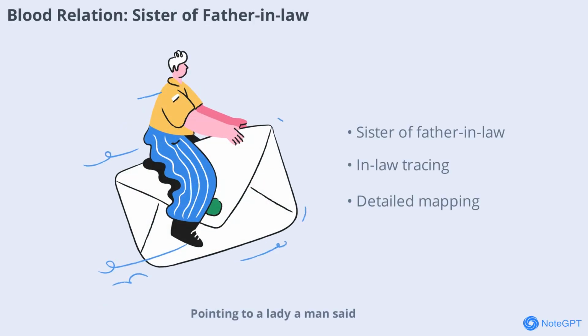Pointing to a lady, a man said, "The son of her only brother is the brother of my wife." The answer is sister of father-in-law. The lady is the sister of the man's father-in-law. Carefully tracing in-law relationships is crucial for these questions.